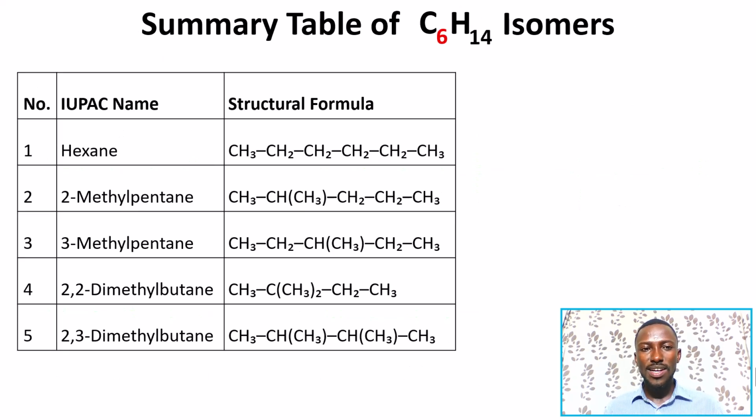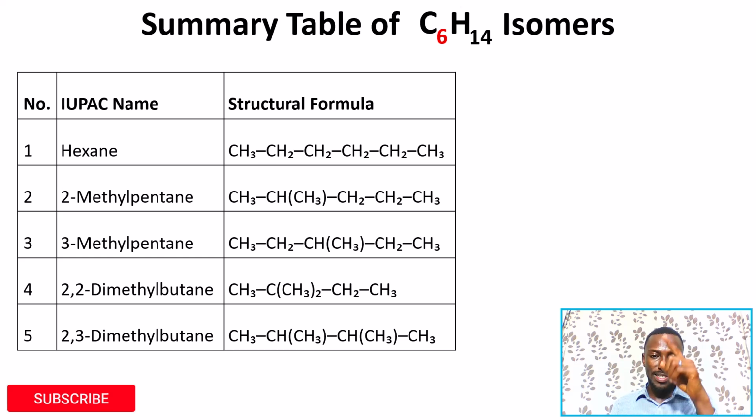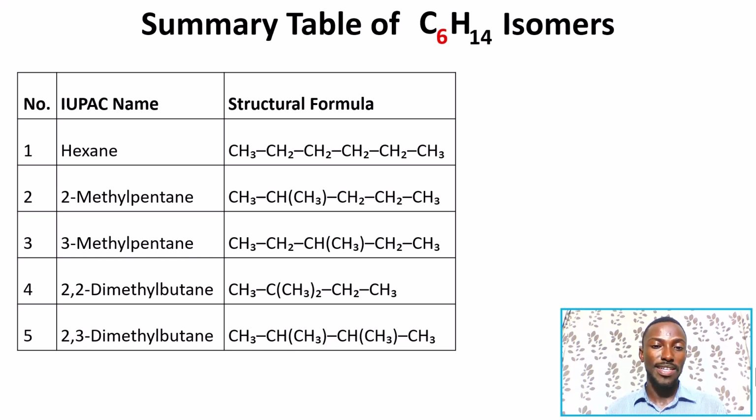So now let's look at a summary table of the isomers of C₆H₁₄. So take your time to analyze them. You have the IUPAC names and their structural formulas. The diagram or the formulas we had on the previous slide that shows the skeleton or the bonding is what is referred to as the displayed formula. But what we have here is the structural formula.